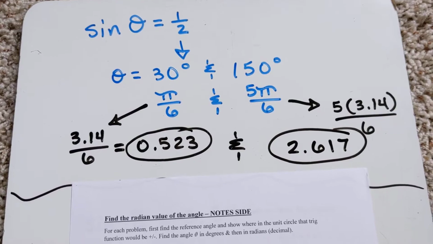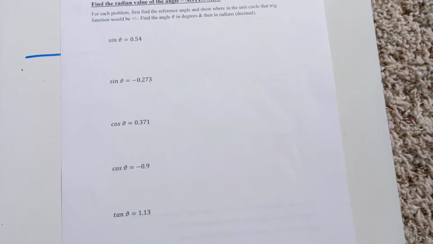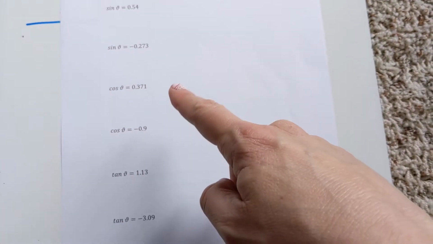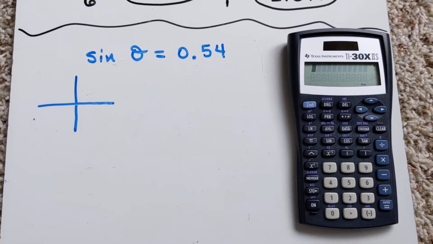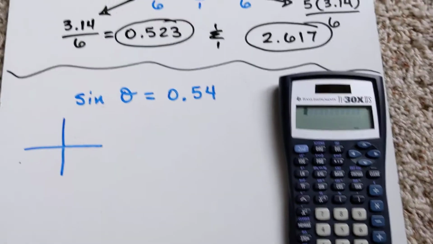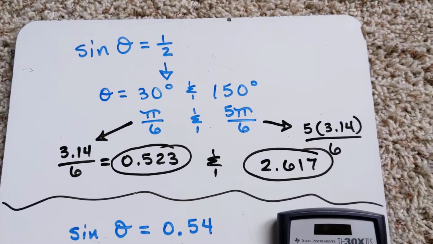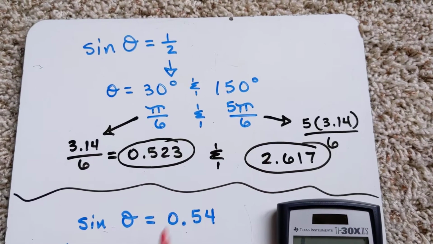The ones you're going to have on your worksheet, like these, I'm going to do the first 2 examples and then 2 from the end. I won't do all 6. So the first example says that sine is 0.54. That's a lot like what I just showed you. So our answers will probably be very similar to this at the end.